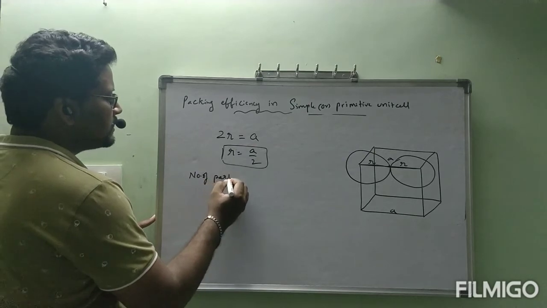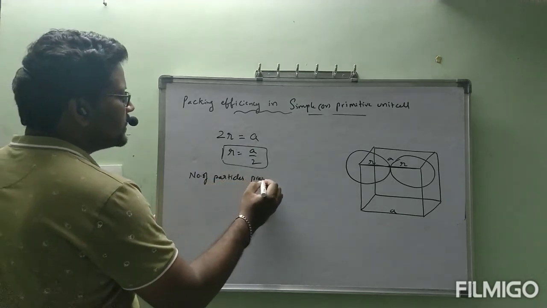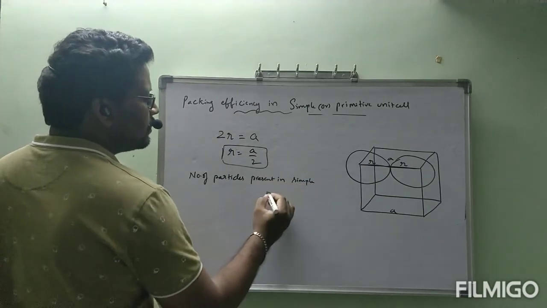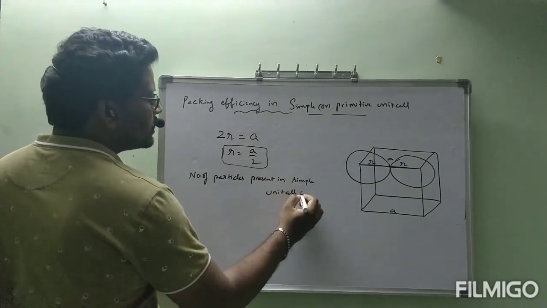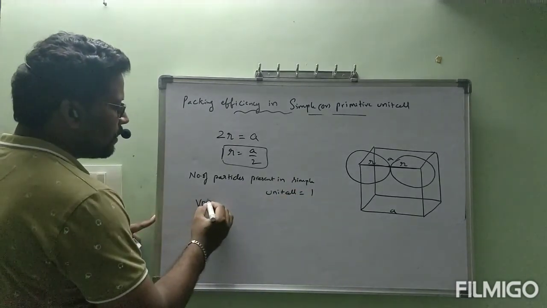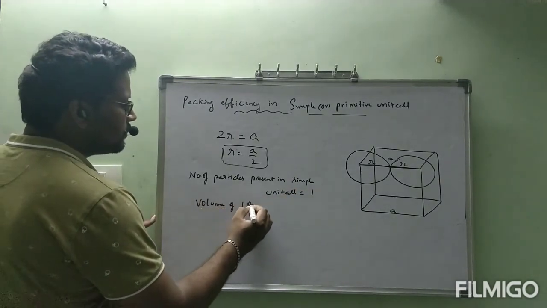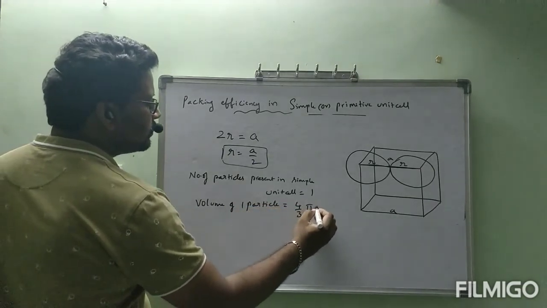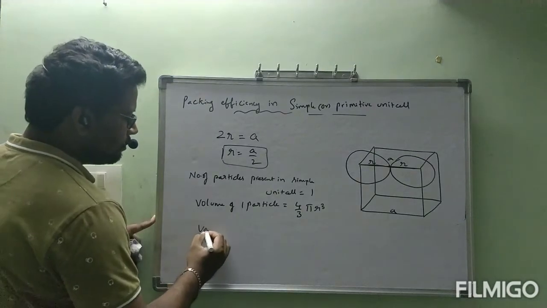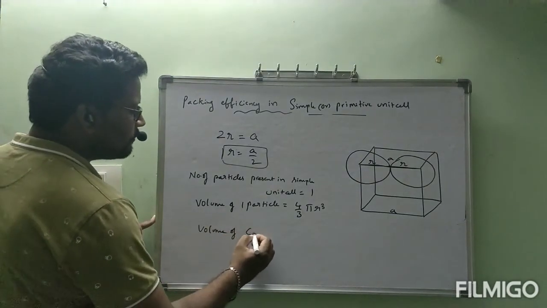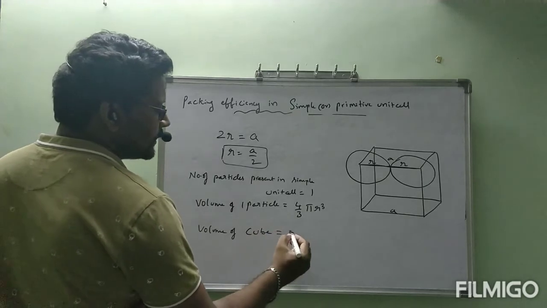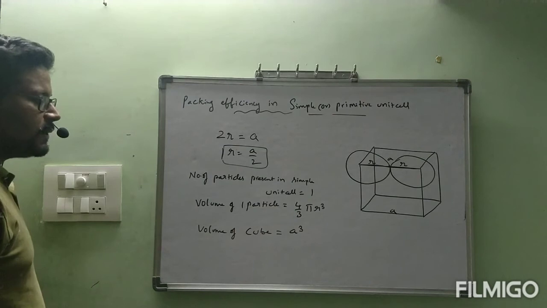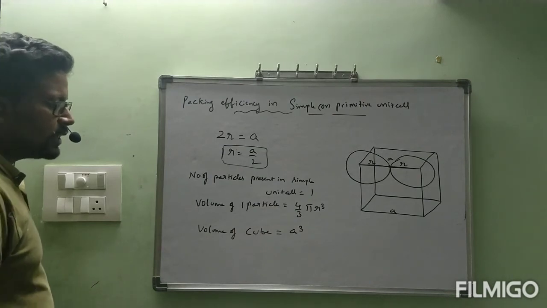If r is equal to a by 2, number of particles present in simple unit cell is equal to 1. So volume of one particle is equal to 4 by 3 pi r cube. Volume of cube is equal to a cube. Volume of one particle is equal to 4 by 3 pi r cube. Volume of cube is equal to a cube.